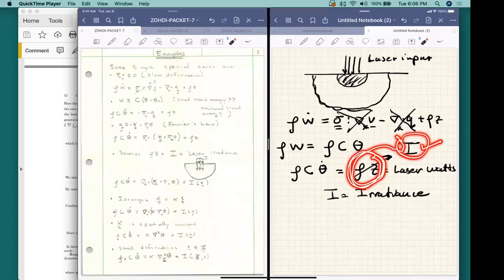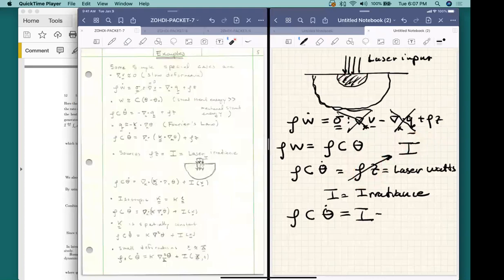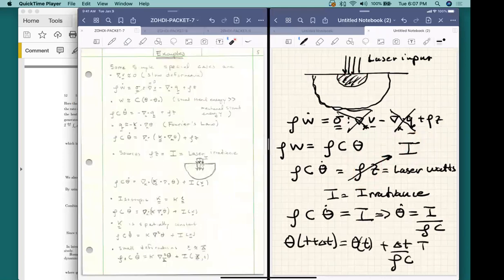Now, the nice thing about this is this immediately allows me to write out a very simple differential equation. Rho C theta dot is equal to I. Now, this is important because I can immediately rearrange this equation to say theta dot is equal to I divided by rho C, which means that if I integrate this equation, I get that theta of T plus delta T is equal to theta of T plus delta T divided by rho C multiplied times I. Okay, if I solve this equation, this is the term I get.